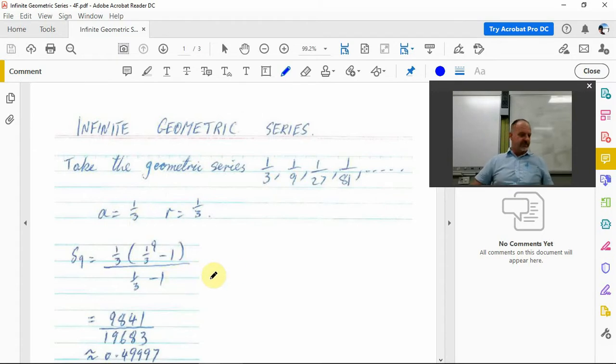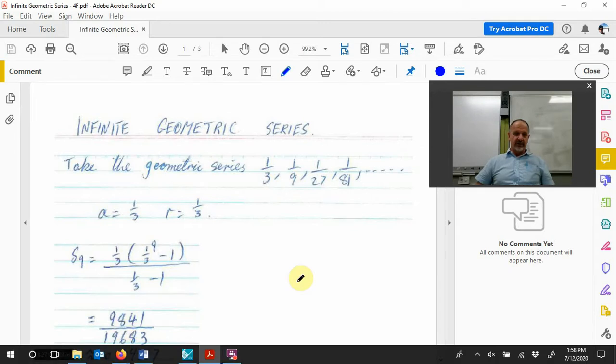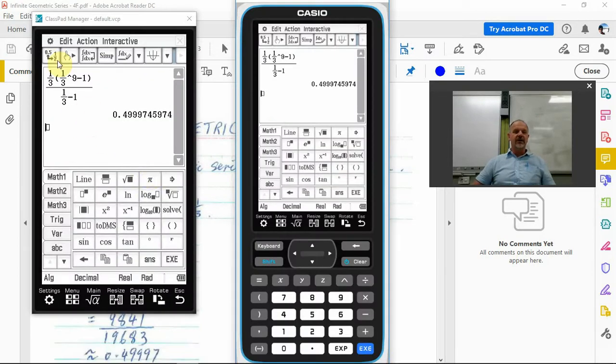And so we worked out the sequence to 9, and this is what it was, 1/3, and bracket, and then we got that. So remember on the calculator, that's how we worked it out.